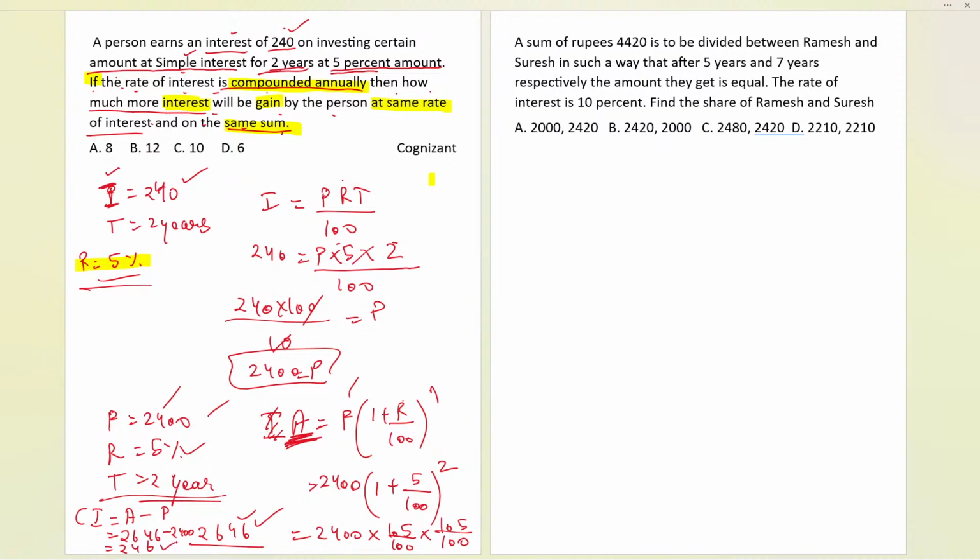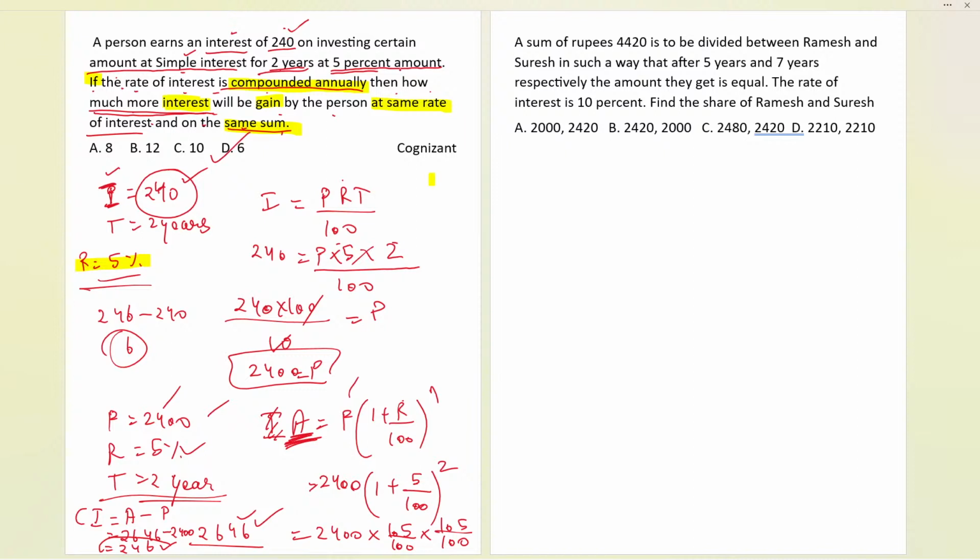So 246 we have got over here. The 246 is the compound interest. And if 246 is the compound interest, what do we need? The question is asking how much more interest. So earlier the interest was 240. Now this time the interest is 246. So 246 minus 240, it will be 6, the difference. That is B, the answer.